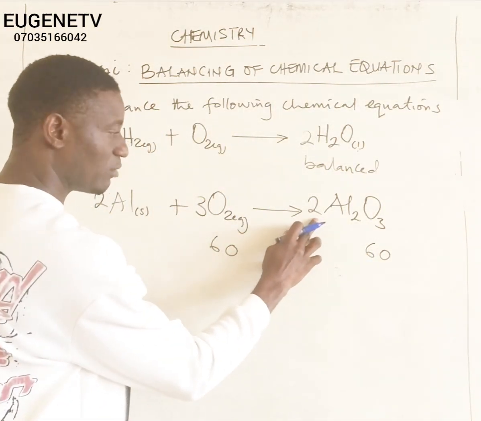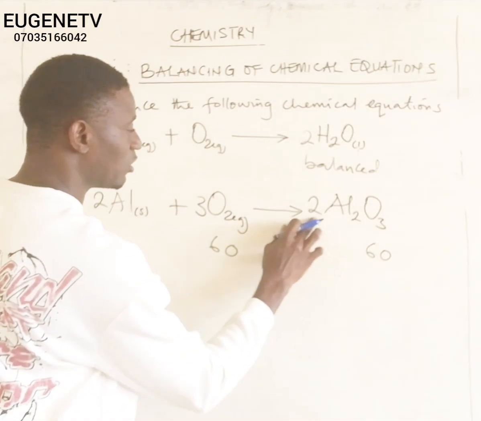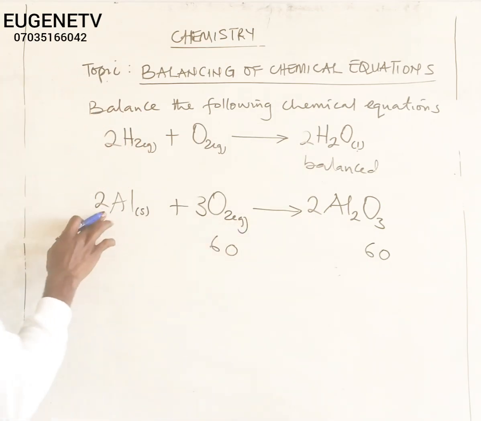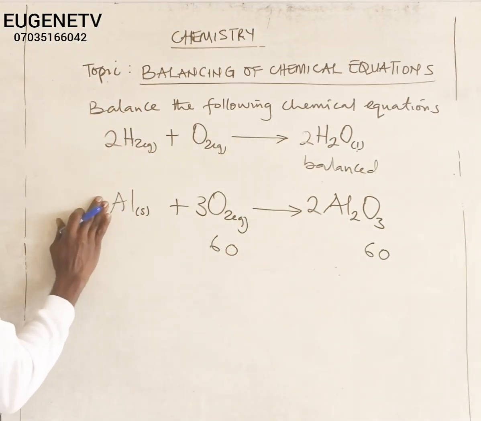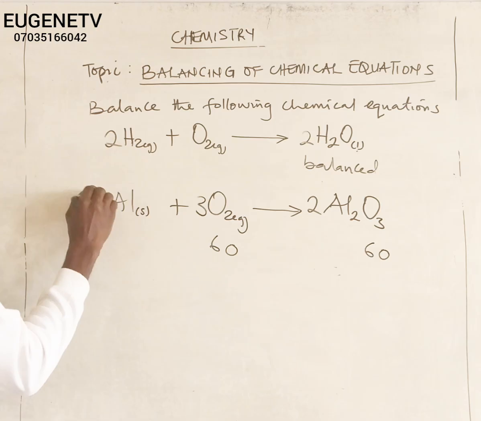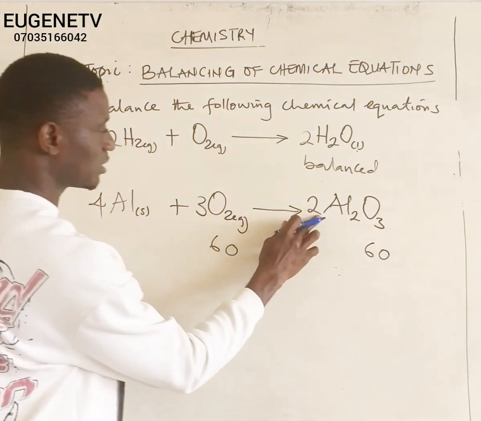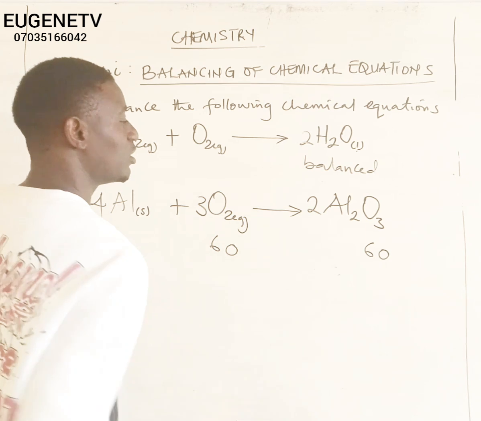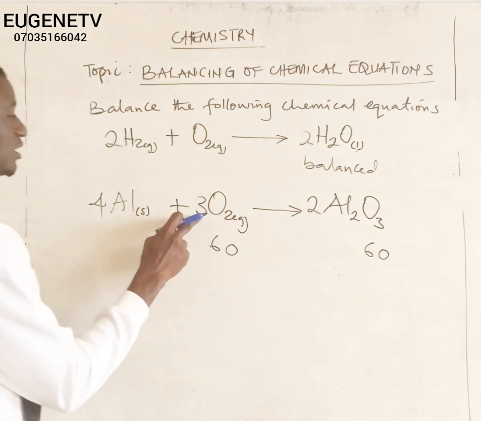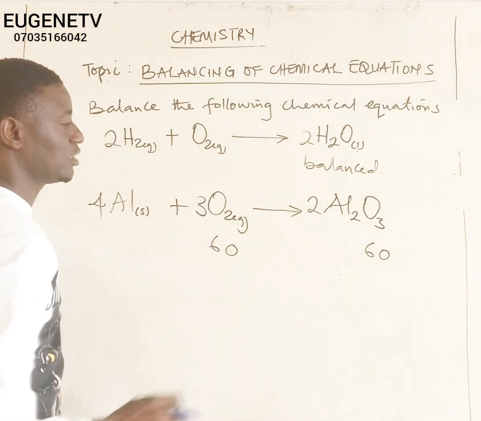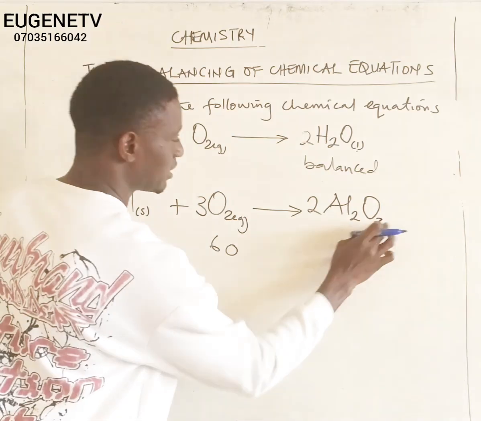Aluminium also now is not balanced. It will now mean that we have up to 4 aluminium on the right hand side, whereas here we have only 2. So we remove these 2 and put 4 here. So by the time we put 4 aluminium here, I think it will now be balanced, with this 2 times 2, 4 aluminium. Okay, for oxygen, 3 times 2, 6 oxygen, and then this 2 times 3.